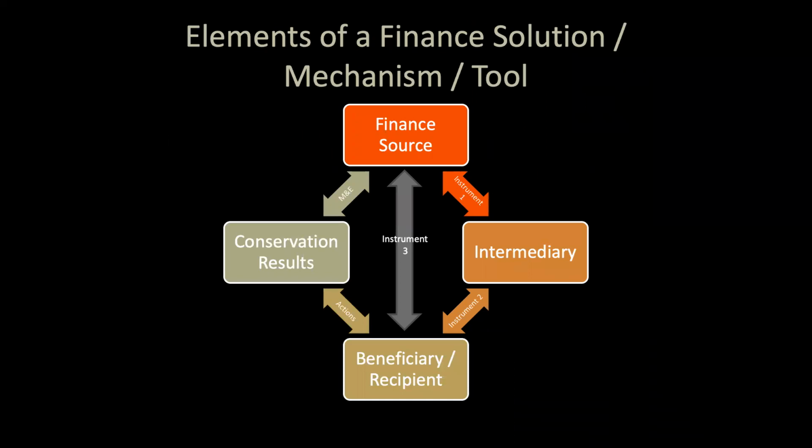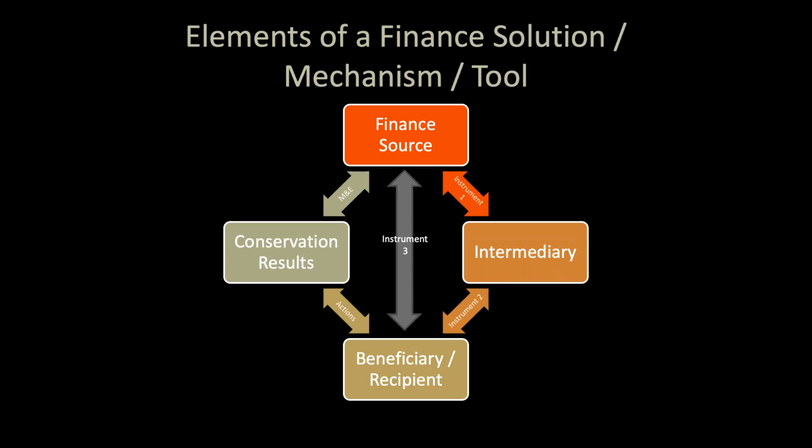So we talk about finance mechanisms, tools, solutions. I'm just going to give you some terminology here to think about, because a lot of these tools are quite complex. There's your finance source, could be a donor or an investor, and then that money goes oftentimes to an intermediary, maybe a conservation trust fund or an NGO, that then works with what we call a beneficiary or recipient, to take actions that result in your conservation outcomes.